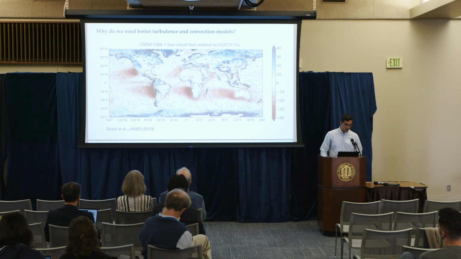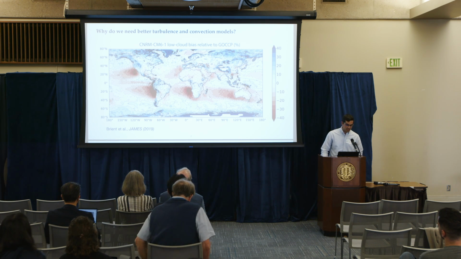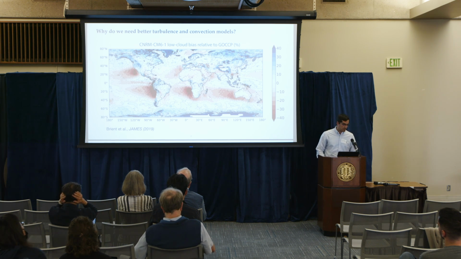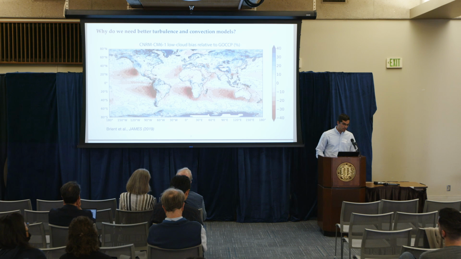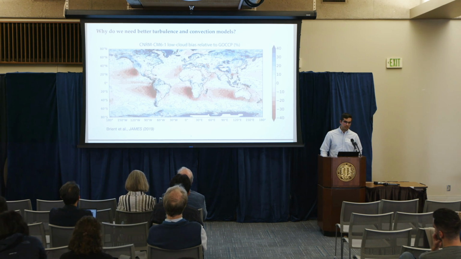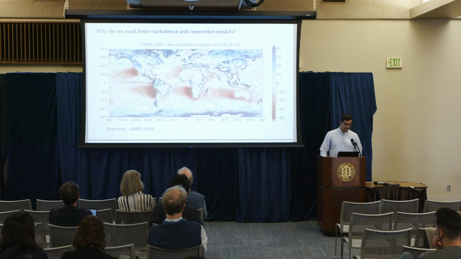And this translates to relative biases in fluxes on the order of tens of watts per meter squared, which are significantly larger than the magnitude of the anthropogenic forcing signal that we're trying to understand, which is on the order of 3 watts per meter squared. And so the way that this problem ties back with the topic of the talk is that we know that biases in many of these regions are caused by an imperfect representation of turbulence and convection in current climate models.